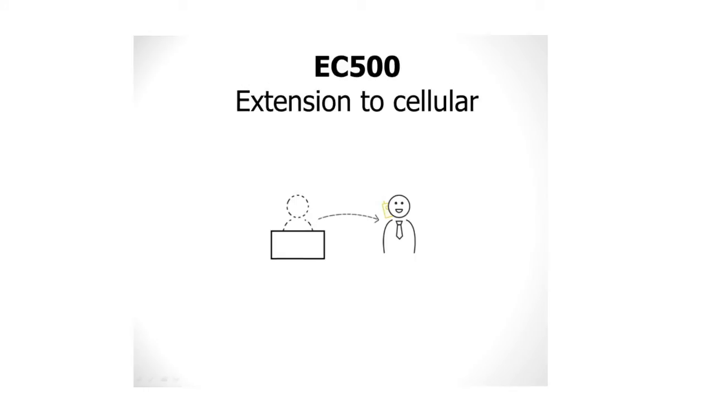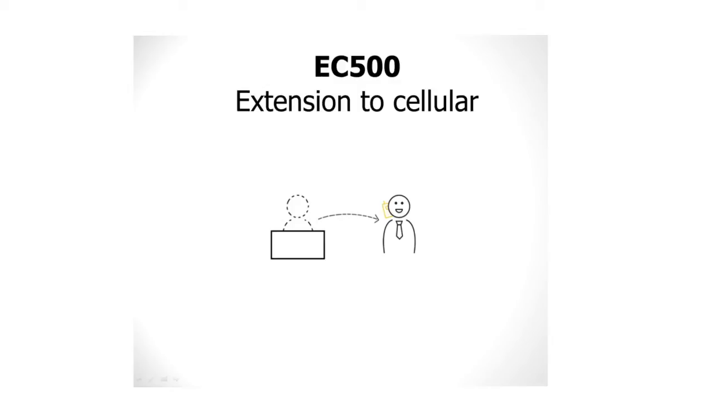If you have an authorized government cell phone, you may use the EC500 feature. By using the EC500 feature, your desk phone can be enabled in such a way that the desk phone and your cell phone will both ring when there is an incoming call. With this feature, you can answer office calls while you're away from your desk.